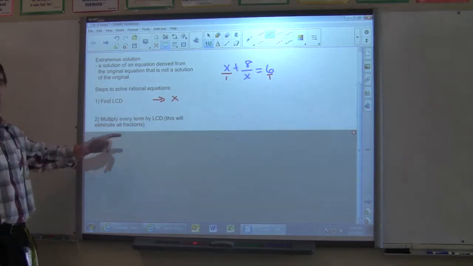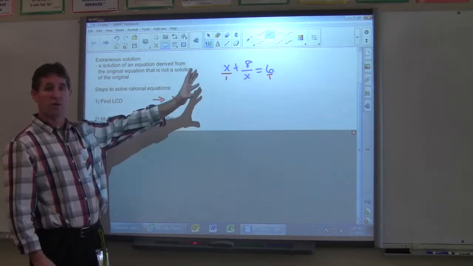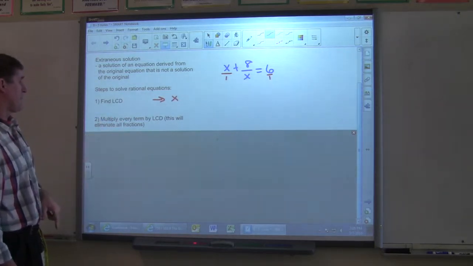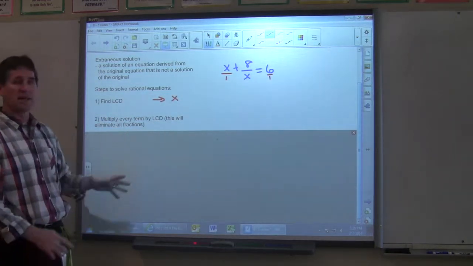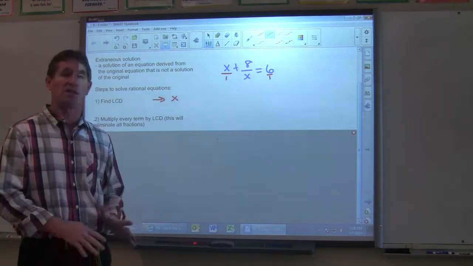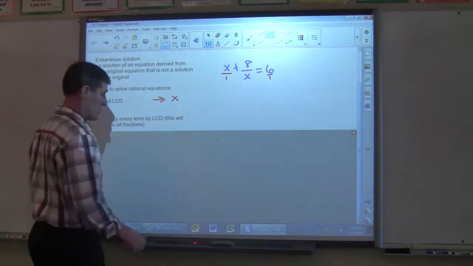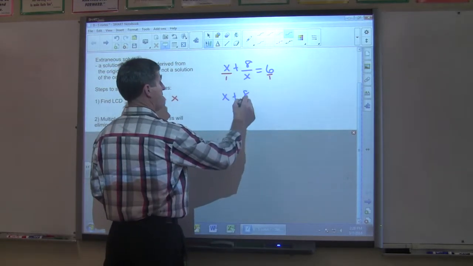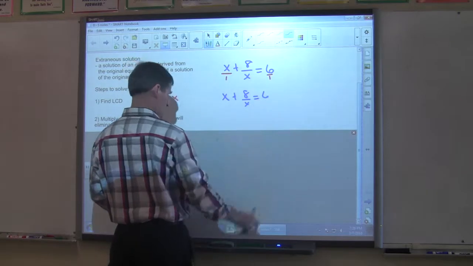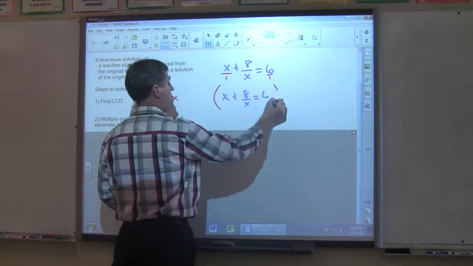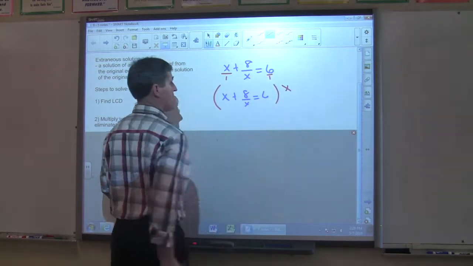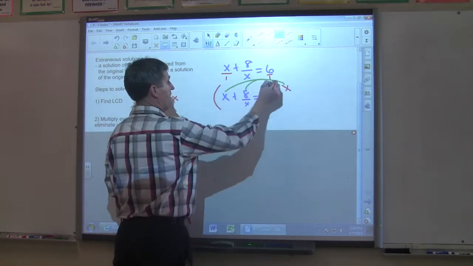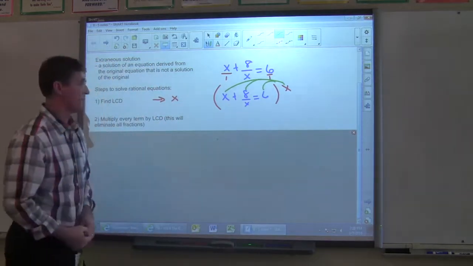Then what you want to do, and you can only do this when you have equal signs or inequalities, is multiply every term by the least common denominator. If you do this, it will always eliminate all the fractions, so we'll get rid of the fractions that you don't like to work with anyway. So we're going to take this expression, x plus 8 over x equals 6, and multiply the whole thing by that least common denominator.